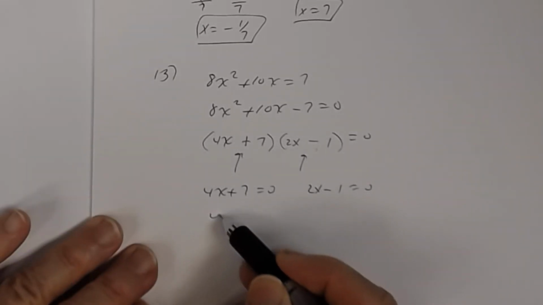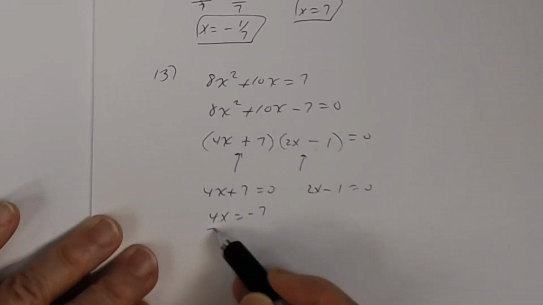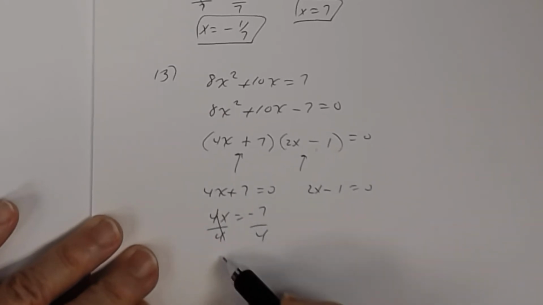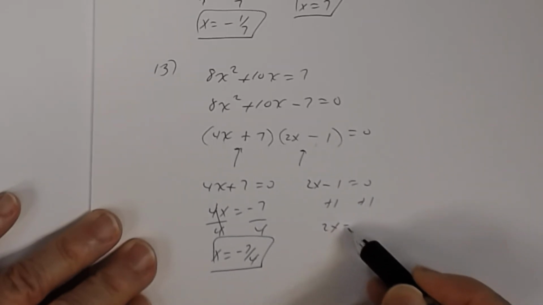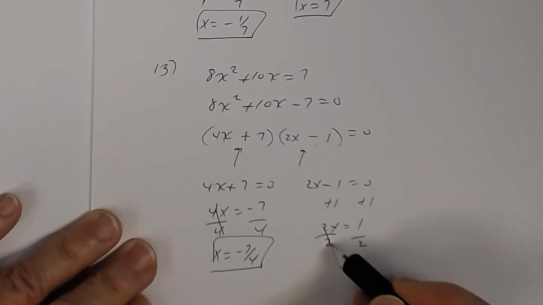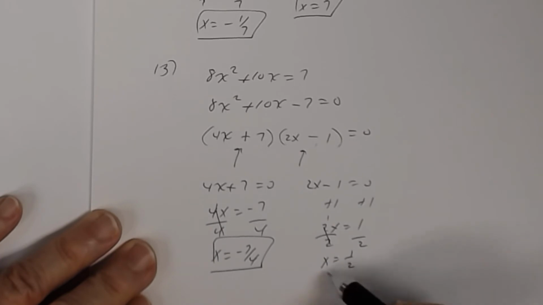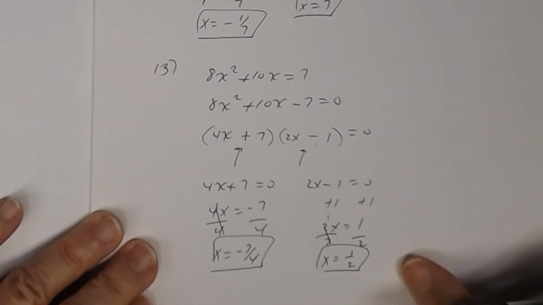But basically you're saying 4x equals negative 7, divide both sides by 4, and you get x to be negative 7/4. There's one of them. Over here, add 1 to both sides. You get 2x equals 1. Divide both sides by 2. You get x to be 1/2. All right, so that was number 13.